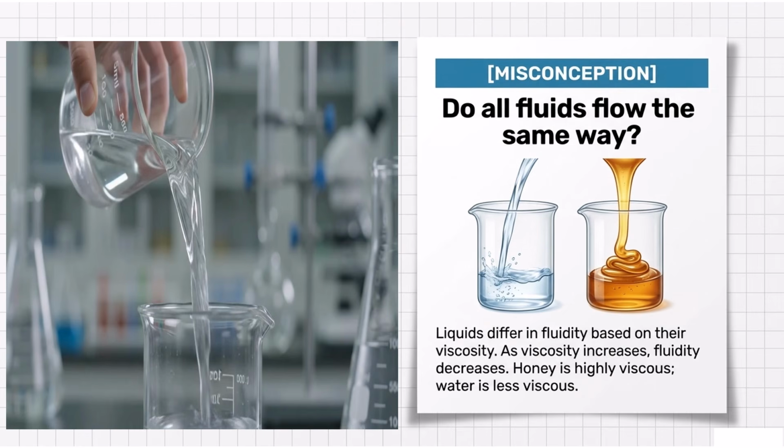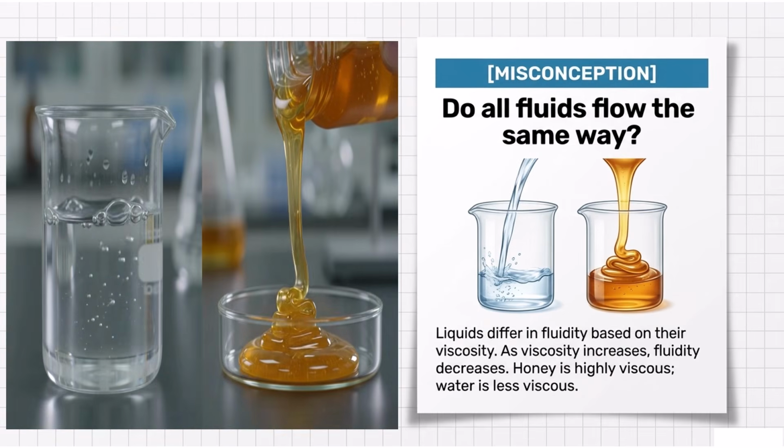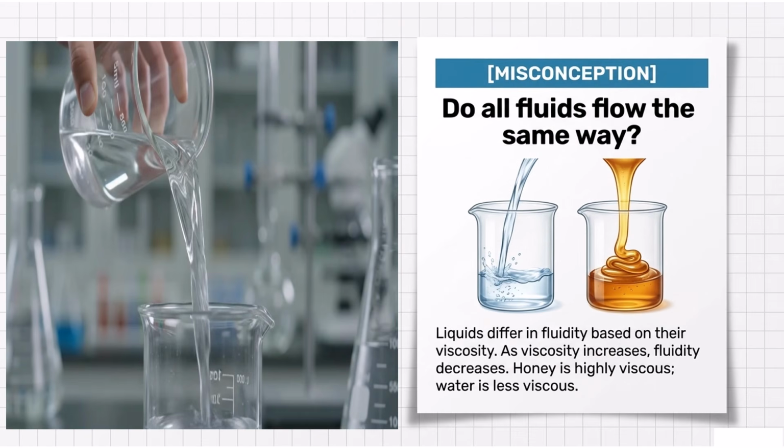Now we have water and honey. Both of them are liquids. But do all fluids flow the same way? Let's see. The difference between honey and water is based on the viscosity. You studied it before in prep 1. The viscosity of honey is higher than the viscosity of water. So when viscosity increases, the fluidity decreases. Is it easy? Yeah.